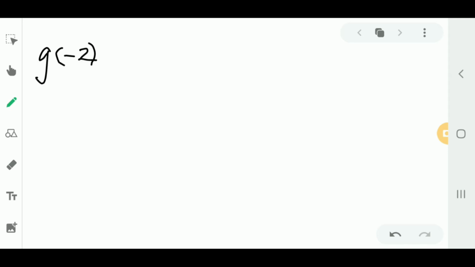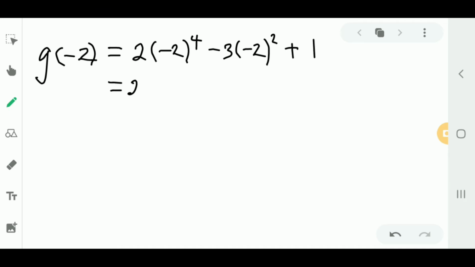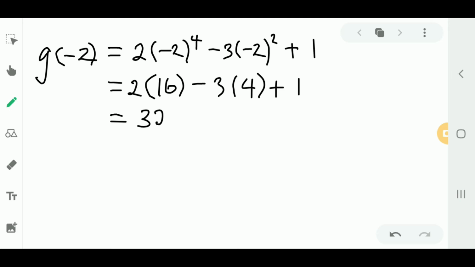So now, the next one, part B, says g of minus 2. So that means anywhere we see x, we're substituting minus 2. So that's 2 times minus 2 to the 4 minus 3 times minus 2 squared plus 1. Now minus 2 to the 4th, that's 16. Minus 2 squared, that's 4, so that's 3 times 4 plus 1. So 2 times 16, that's 32, minus 3 fours, 12, plus 1. When you simplify that, you're going to get 21.